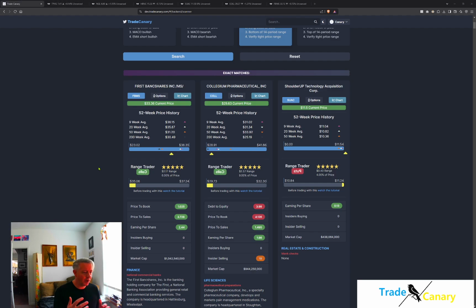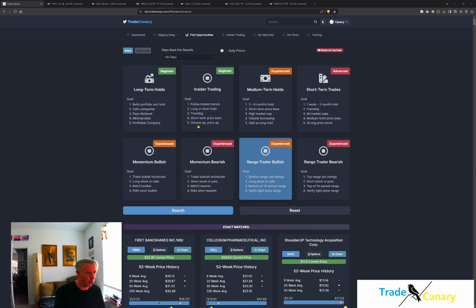Now, what if we see something that's like 80% of the price? Think about what that means. That means the range for 14 periods is 80% of the price. That means it's either going parabolic and breaking out, or it's collapsing and going way down, right? 80% of the price.